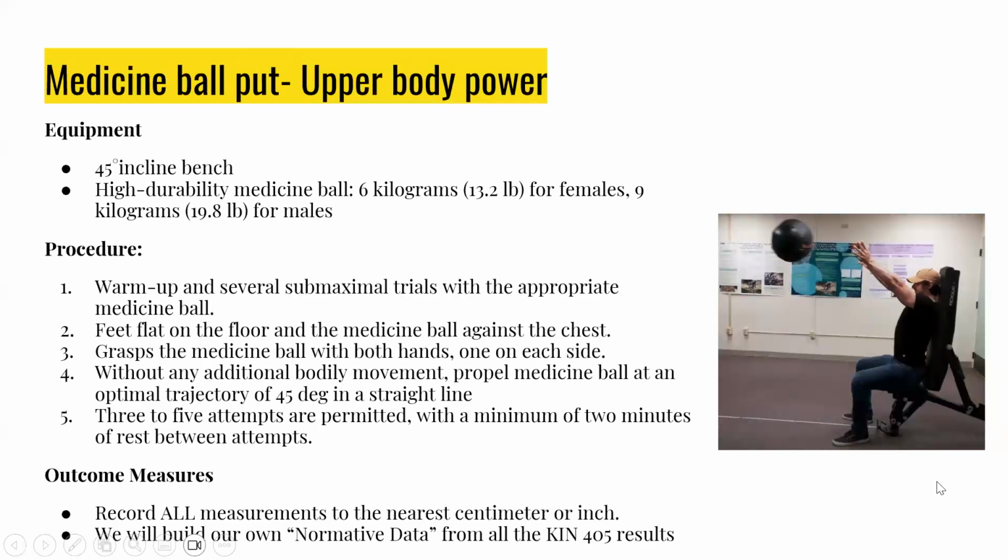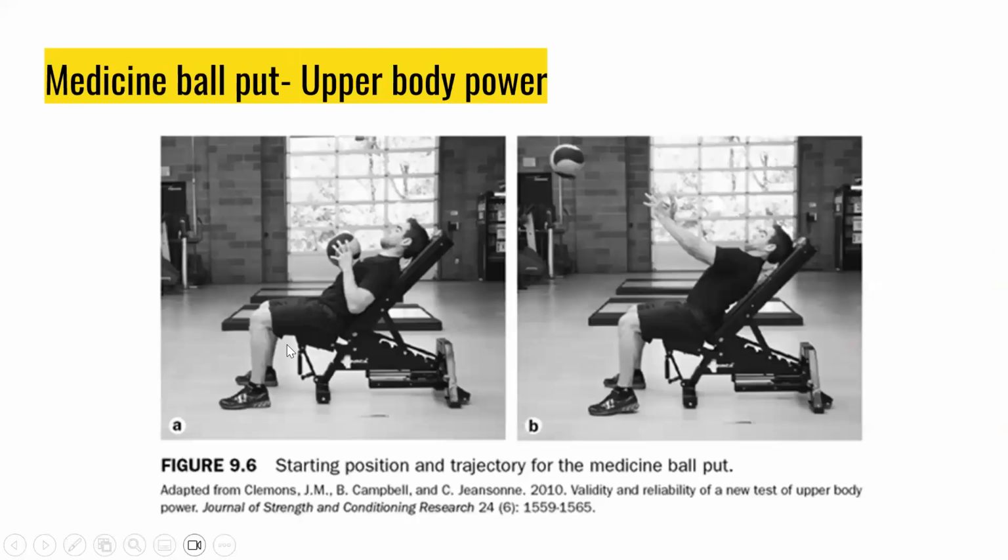For the medicine ball put test, you're going to be sitting back at a 45-degree angle on a bench press. You're going to keep your back and your head on the bench the entire time, and you're going to throw a medicine ball forward, and the score will be the distance that the medicine ball traveled the first time that it lands on the ground. That will be the measurement recorded.